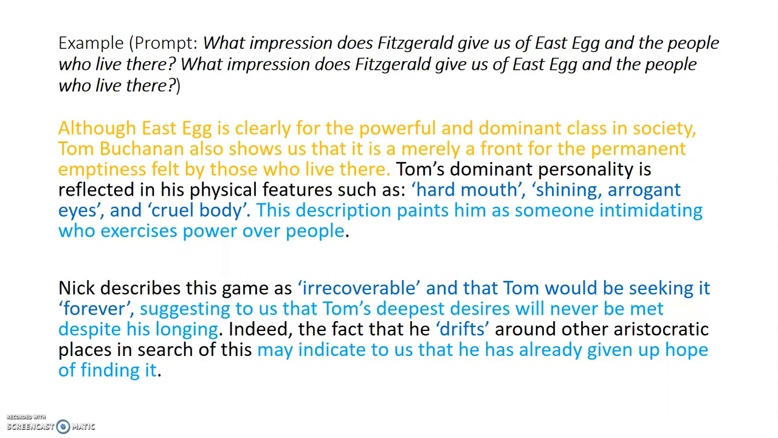We've covered this, or parts of this paragraph in class, okay, but I just wanted to color code those parts so that we could see what's going on there. Alright, although East Egg is clearly for the powerful and dominant class in society, Tom Buchanan also shows us that it is merely a front for the permanent emptiness felt by those who live there. So it's a really strong topic sentence that I hope clearly describes what I'm going to be talking about in the paragraph. The dark blue is the evidence that I'm using.